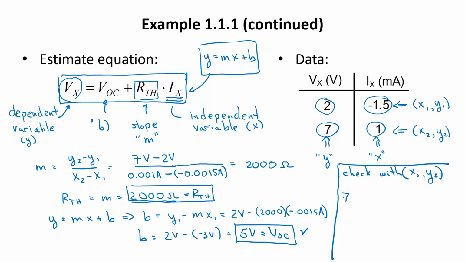y2 is 7, which is equal to VOC, which I found to be 5 volts, plus RTH, which is 2000, times x2, which is 0.001 amps. So 7 is equal to 5 volts plus 2 volts. So 7 is equal to 7, and our results check.